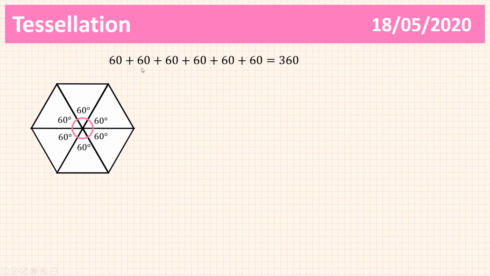Now if I add all six of these 60 degrees up, I get 360 degrees, because of course, the angles around the point are 360 degrees.